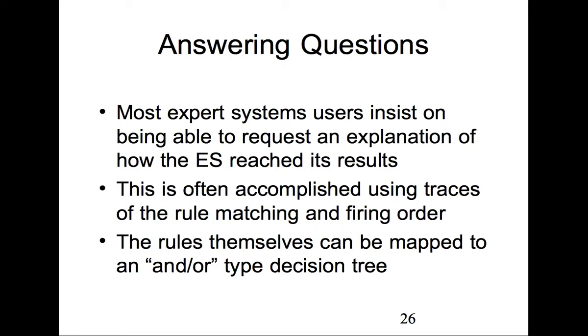So most expert system users insist on being able to request an explanation for how the expert system reached its results. That's when you go back and say, how come I got a bad score on my credit report? How come this one says it's a 600 and this one says it's a 700 or 800? Whatever that score means. That's when the explanation comes back. That's when you give away the secret of the expert system, which you're not going to get too much information on at credit card reporting companies.